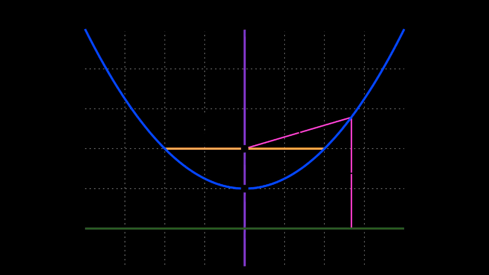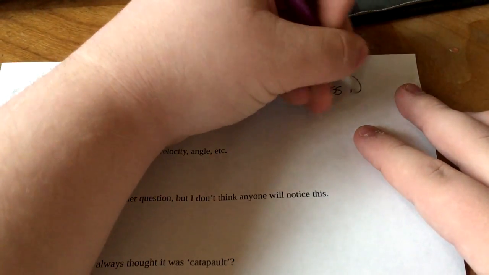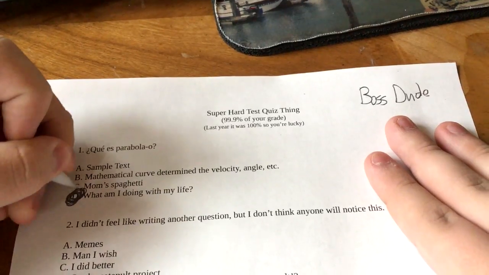This is called a parabola, a mathematical curve determined by the velocity, angle, etc. that the ball is traveling, ending on the ground from gravity pulling it down. Remember that. Teacher's going to give you a quiz after this. Oh crap. Good luck. Next law.